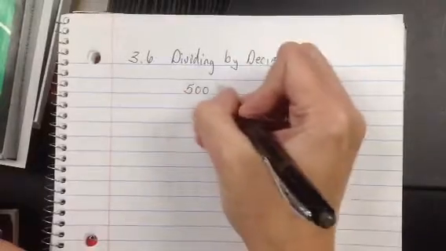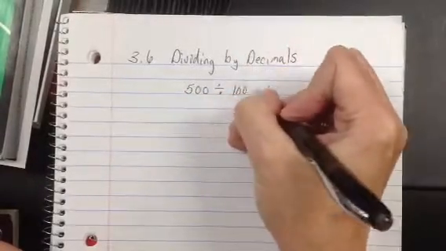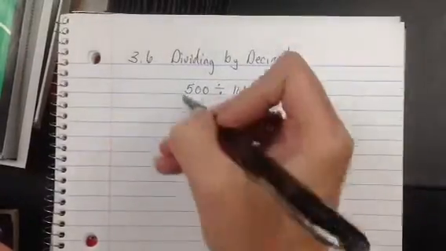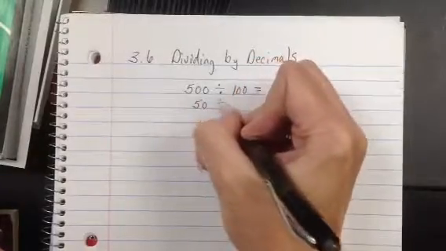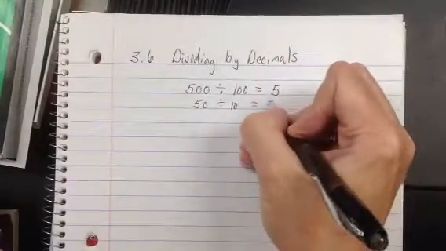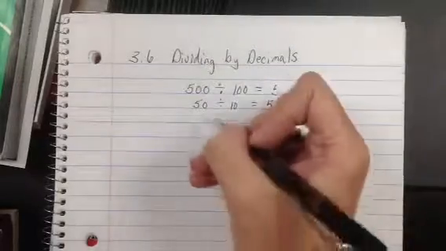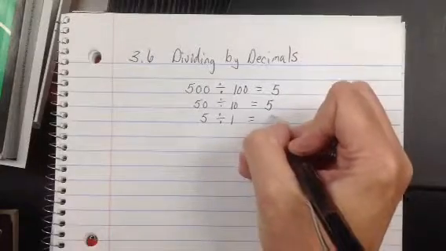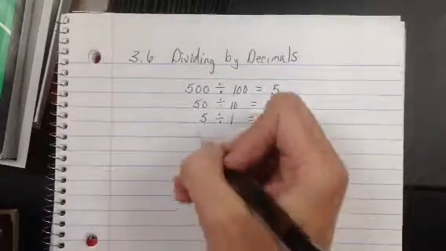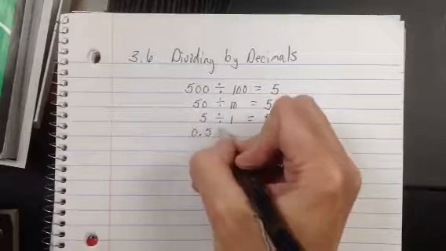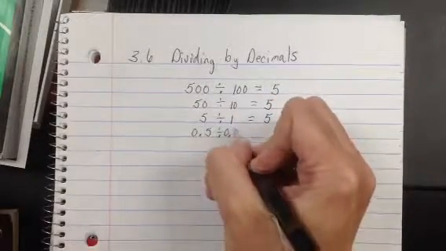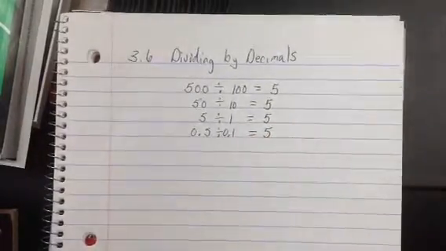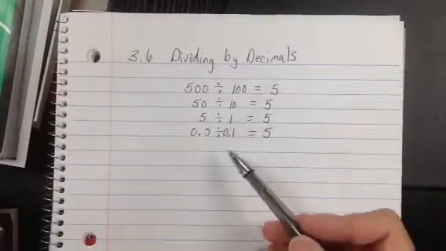500 and I divide it by 100, the answer is 5. If I take 50 and I divide it by 10, the answer is 5. If I take 5 and I divide it by 1, the answer is 5. And if I take 5/10 and divide it by 1/10, even if you wouldn't have known this one mentally before, the answer is 5.